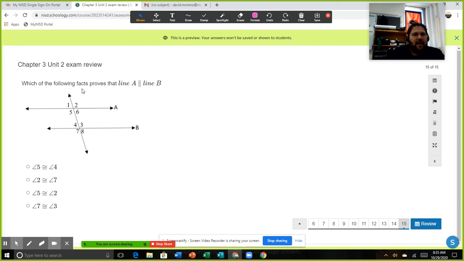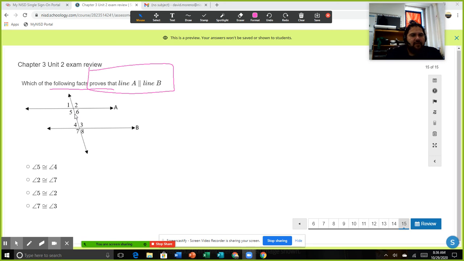All right, number 15, last question. Which of the following facts proves that line A is parallel to line B? It's not saying which of the following facts is true. It's saying which of the following facts proves that line A is parallel to line B. Now, why do I say this? Let's look at angle 5 and angle 4. Obviously those two aren't congruent, right? Because those are consecutive interior.